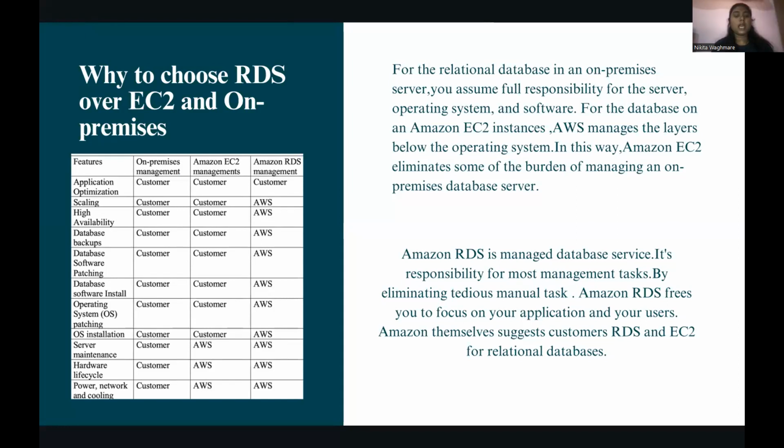are all handled by the AWS service. Beside that, in RDS management, the customer has to do only application optimization, and all the remaining tasks are handled by AWS. So Amazon themselves suggest customers use RDS rather than EC2 for a relational database. Amazon RDS is a managed database service.